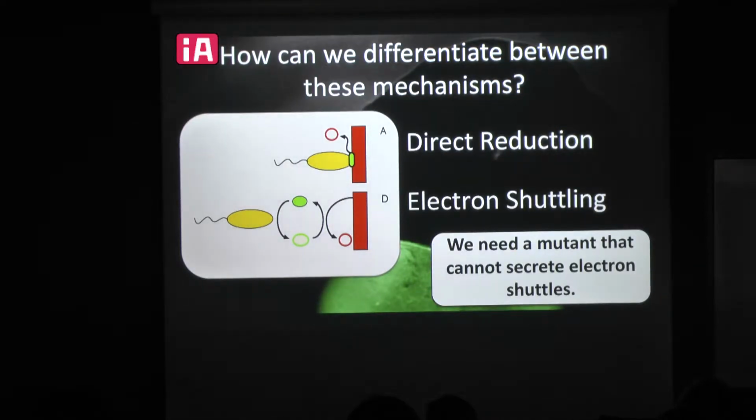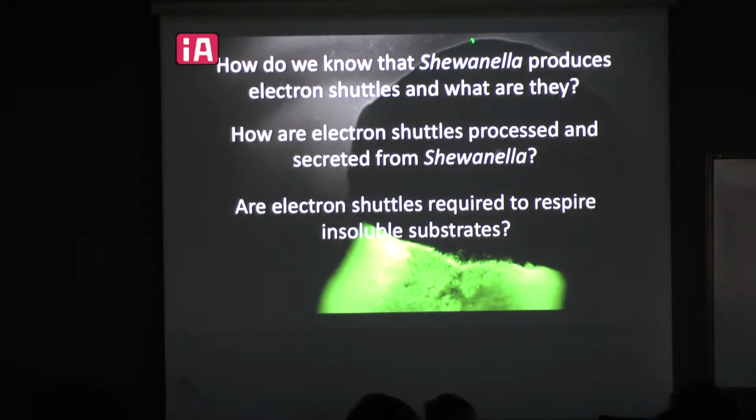All right, so we need a mutant that can't secrete. How do we know that Shewanella produces electron shuttles, and what are they? I gave you a little bit of the background, but I'm also going to tell you how we stumbled into this. How are electron shuttles processed and secreted from Shewanella? I'm going to tell you about 2 mutants that we identified in this process. And then finally, we'll look at our transport mutant unable to secrete this shuttle to answer that question at the bottom.